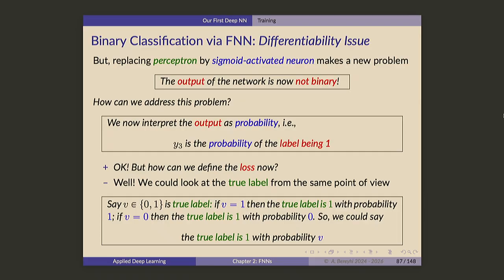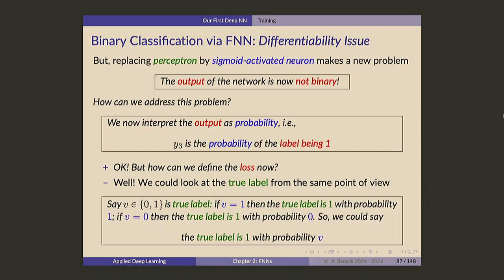What is it? It's 0, right? The label is 0, so the chance of it being 1 is simply 0. So when the label is 1, the chance of being 1 is 1. When the label is 0, the chance of being 1 is 0. So I could say any label v is actually a probability, the probability of that label being 1. Everybody seeing that? Questions?